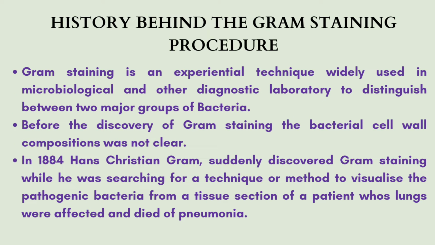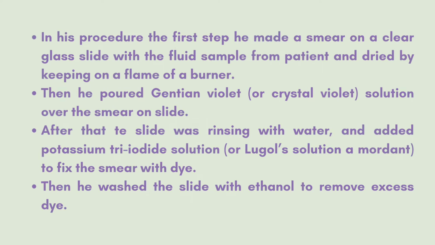Gram staining is an experimental technique widely used in microbiological and other diagnostic laboratories to distinguish between two major groups of bacteria. Before the discovery of gram staining, the bacterial cell wall composition was not clear. In 1884, Hans Christian Gram discovered gram staining while he was searching for a method to visualize the pathogenic bacteria from a tissue section of a patient whose lungs were affected and who died of pneumonia.